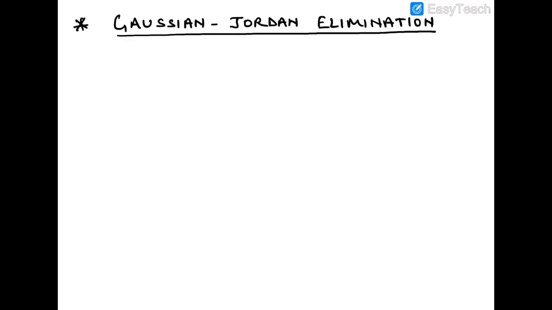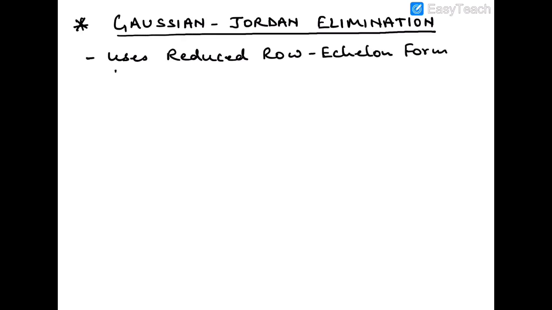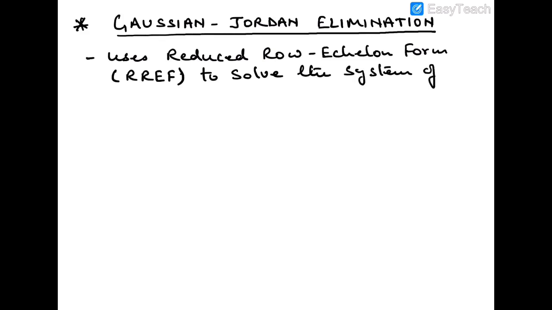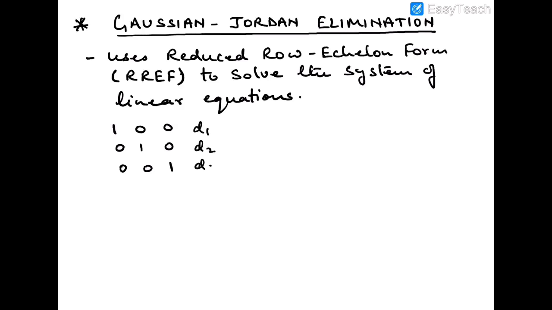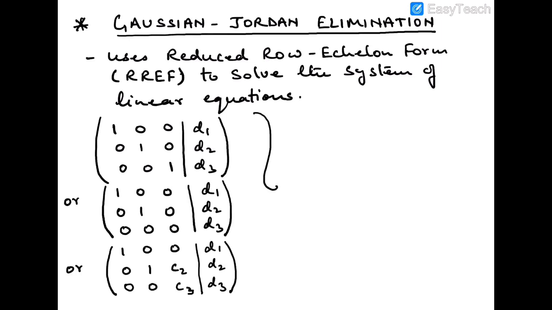Now Gauss-Jordan elimination. So Gauss-Jordan elimination uses reduced row echelon form, that is RREF, to solve the system of linear equations. So Gaussian elimination uses REF, whereas Gauss-Jordan elimination uses RREF to solve the system of linear equations. And all of these matrices are examples of reduced row echelon form because all of these are in RREF.